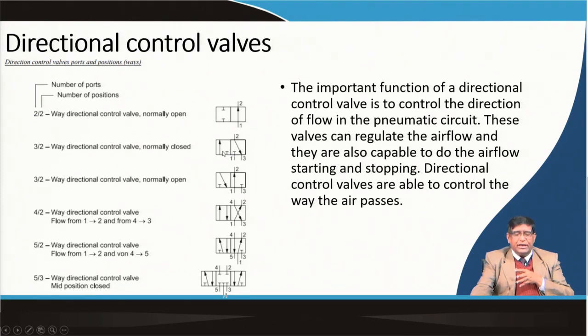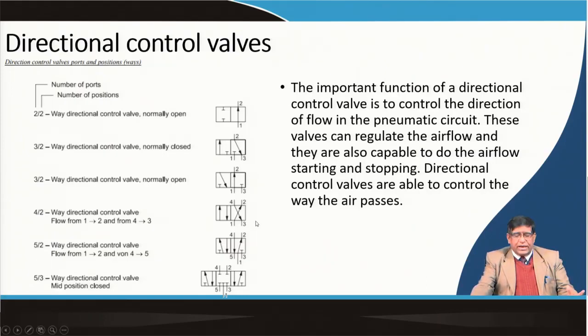In these positions you make the valves move by a spool, that is exactly when you are operating the valves, you are opening or closing the ports. So, the important function of a directional control valve is to control the direction of flow of the pneumatic circuit, that is, in the circuit in which directions the air will flow. These valves can regulate the air flow, and they are also capable of starting and stopping the airflow. The directional control valves are able to control the way the air passes.